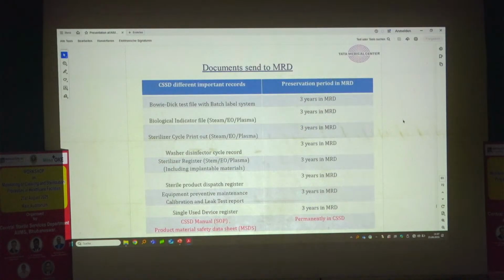Now the documentation system. We are maintaining so many documents in hard copy and soft copy. So I do not write all of it here. I write only these which we send to the MRT for 3 years retention as per our retention policy. So these are the things: periodic test file, biological indicator file, sterilizer cycle printout, washer disinfection cycle, sterilization register, sterile product dispatch register, equipment preventive maintenance and calibration, single-use device register, CSSD manual, and material safety data sheet. So this is the 3 years retention period.